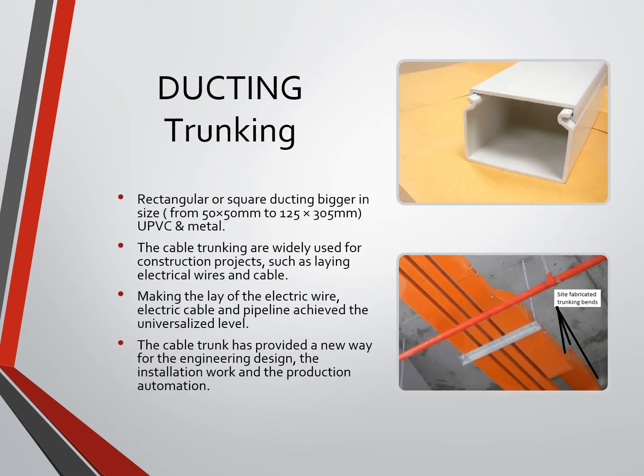Okay, ducting trunking. This one we usually can see on the roof. It uses side fabricated trunking bands. And then it can be rectangular or square ducting, bigger in size, and it is made of UPVC or metals.